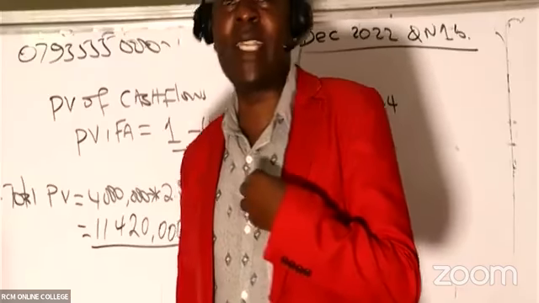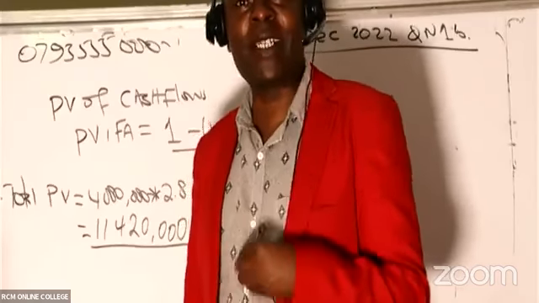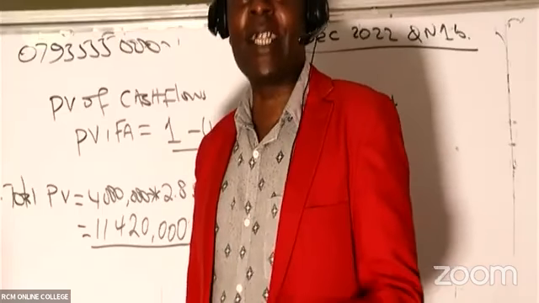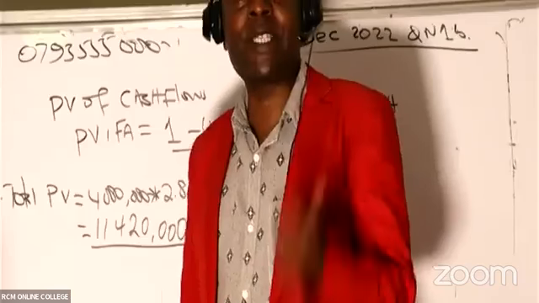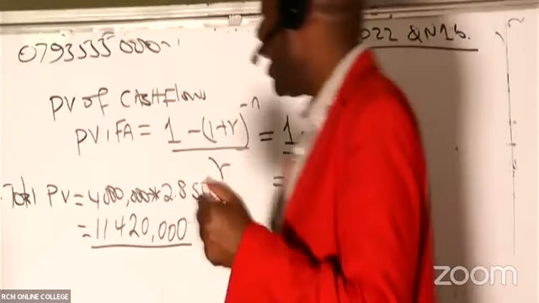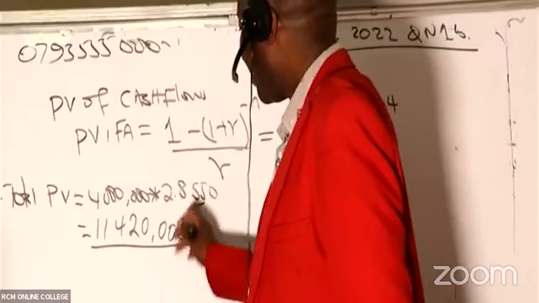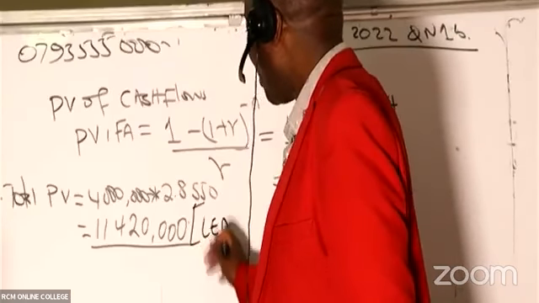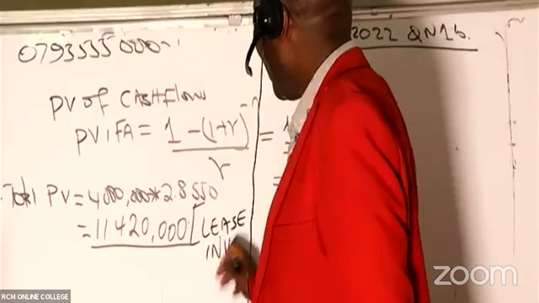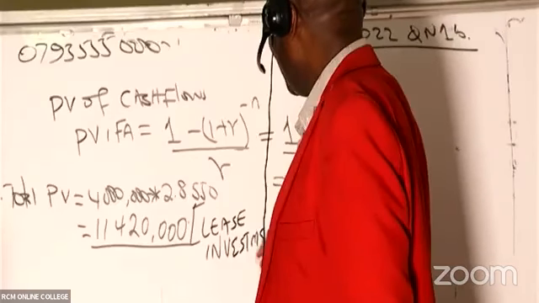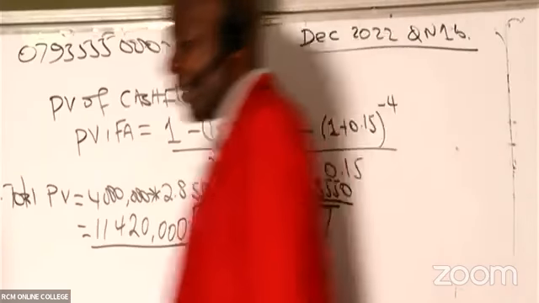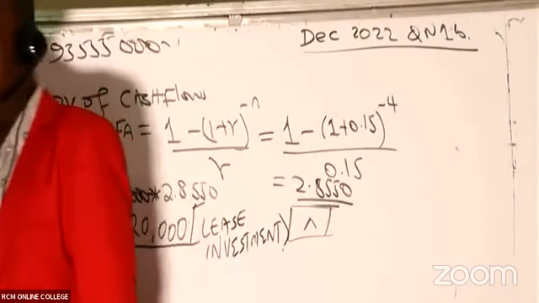But we are the lessors here. We are the landlord. And of course, as a landlord, I know that this will be an investment to me. So this one is a lease investment. I'll just tell the examiner that for the lessor, this will be a lease investment. So this one will be called a lease investment.